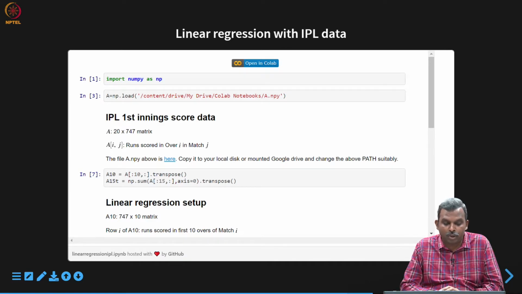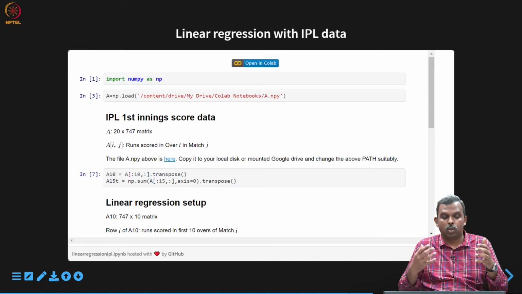I have given a link for you in there. You can go download that file and put it in your local disk or some Google Drive or something and access it from your own version of Colab. So, you might have to change the link there. That will give you the data. Okay. So, once you have this matrix A with you, you have all the data, right.